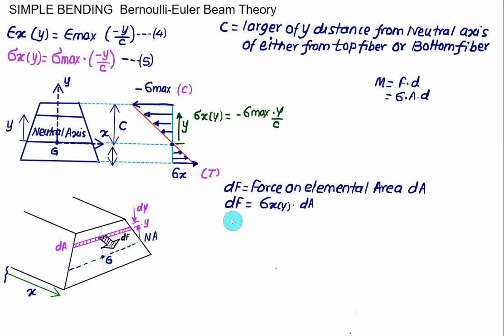So in this case we have dF equal to minus of maximum stress multiplied by y divided by c, and further multiplied by the elemental area dA. And this force is acting at a distance equal to y, so it will develop a bending moment. That will be equal to the force multiplied by the perpendicular distance. This time the perpendicular distance is y.